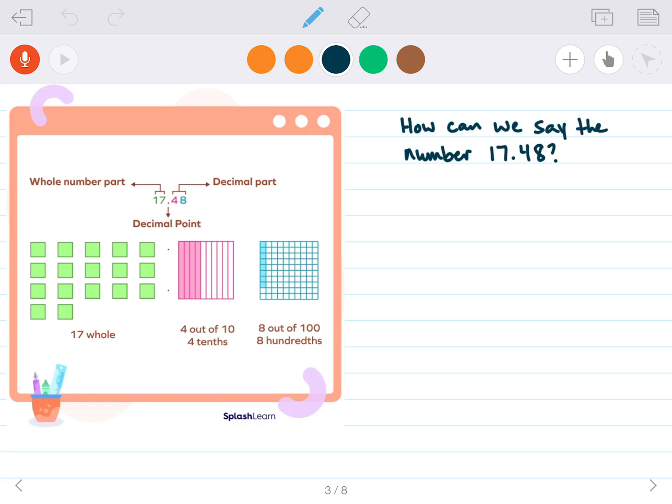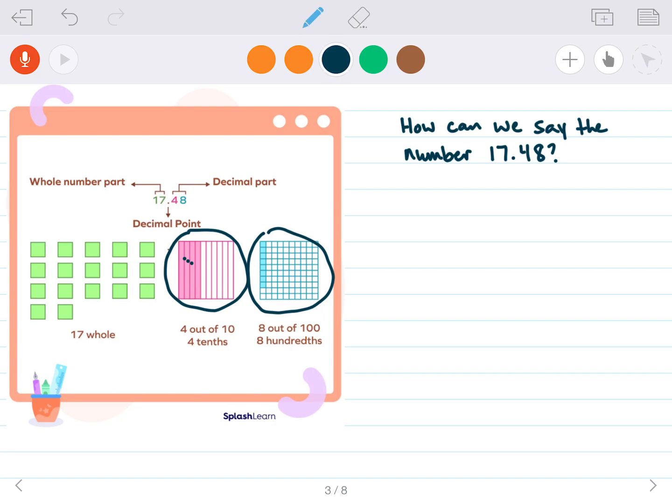Now, let's go ahead and look at this example. We have a number 17.48. As we mentioned before, to the left of the decimal is the whole numbers. So we have 17 wholes as indicated by these 17 green squares. We have 4 tenths. Now what does that mean? That means if I have a cake with 10 pieces, I have 4 shaded. That's 4 tenths. We also have 8 hundredths included here. So that means if I have a cake with 100 pieces, I have 8 of them shaded as indicated by these blue squares. So we can say this number as 17.48.